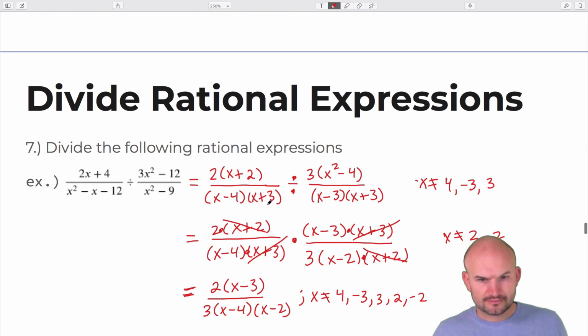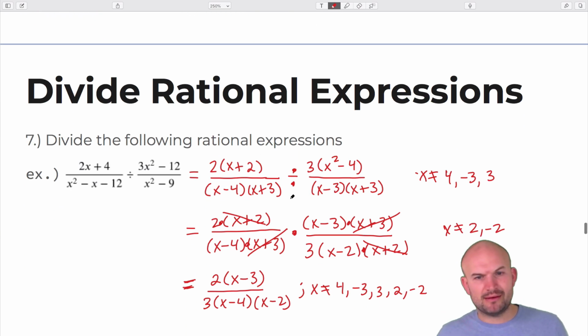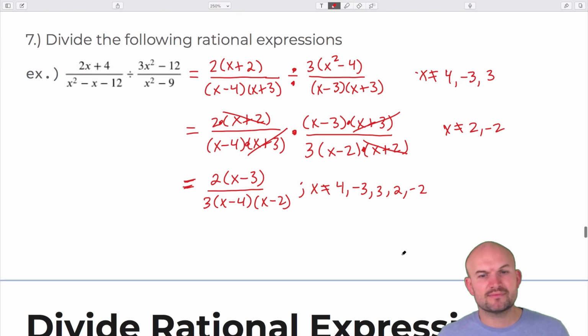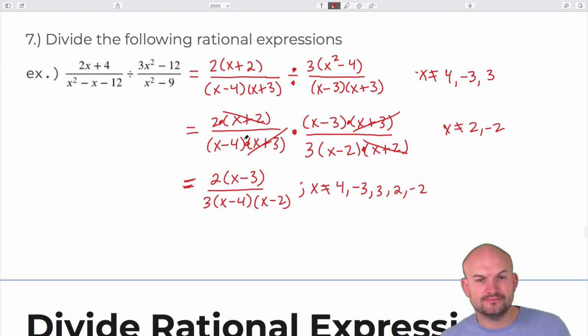So, basically, here you have the problem. Divide it. Rewrite it as multiplication. So you can see how my numerator went to my denominator and my denominator went to my numerator. And then you can go ahead and apply your division property here. And then just go ahead and simplify.